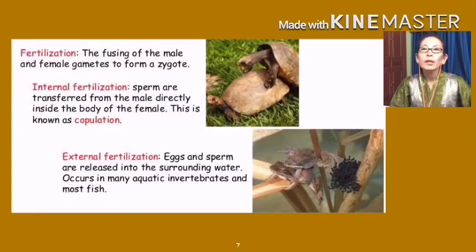If the sperms are transferred inside the female body and fertilization occurs inside the body, such fertilization is called internal fertilization. And the process through which the male gametes or sperms are transferred into the female body is called copulation. On the other hand, in external fertilization, sperms and eggs are released in the water and fertilization occurs in the water. Such kind of fertilization is external fertilization.